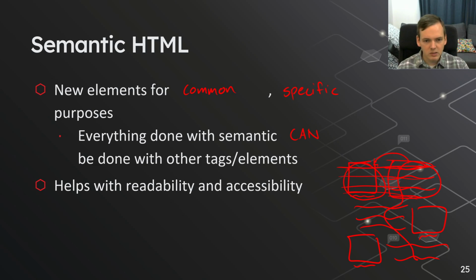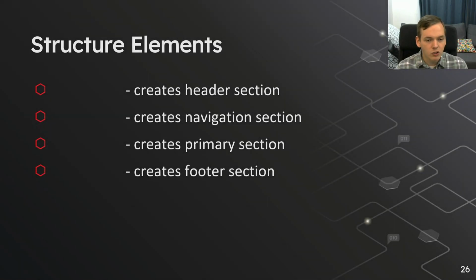So we'll talk about two sets of elements. The first are structure elements. These let anyone looking at the code know where this is on the web page and what it is doing. We've got the header tag, which creates a header section. We've got a nav tag, which creates a navigation section. We've got the main tag, which labels the main part of your web page.